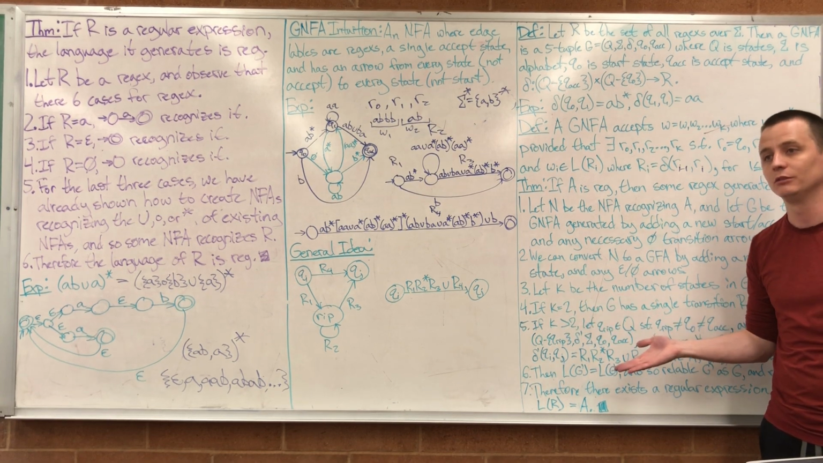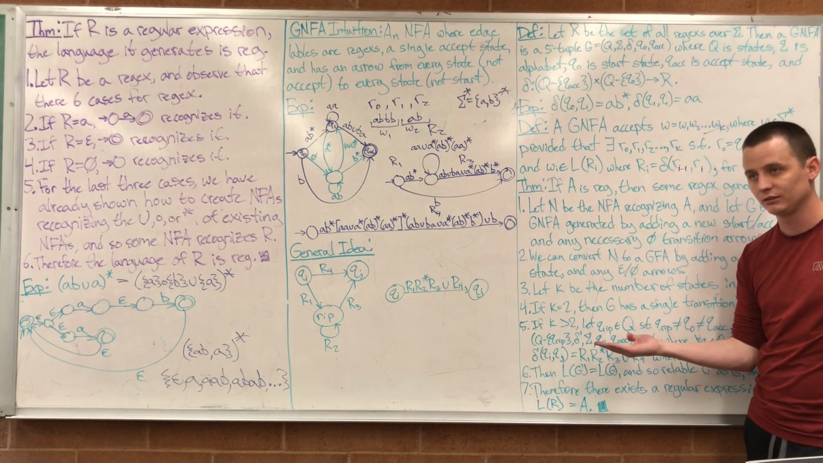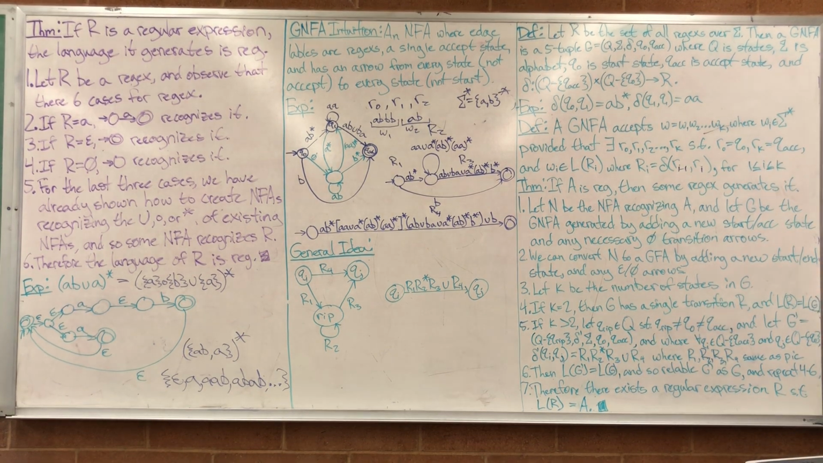It's a finite state machine, so this can only happen a finite number of times before we're down to 2 states. And once we're down to 2 states, we're good. So eventually condition 4 will be met. Therefore, there exists some regular expression R such that the language of R is equal to A.